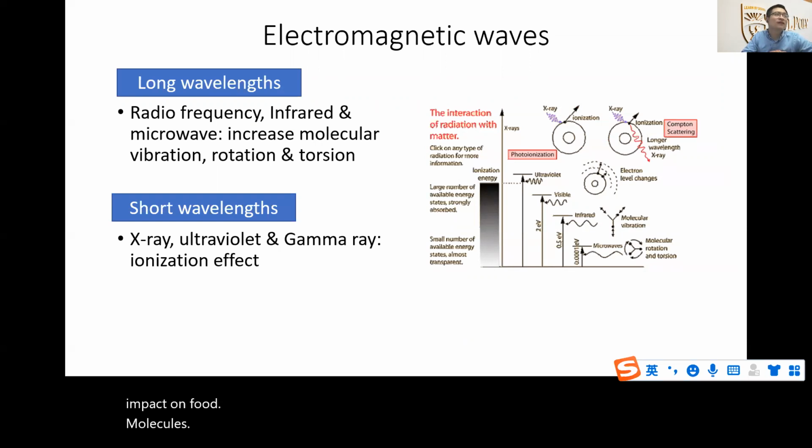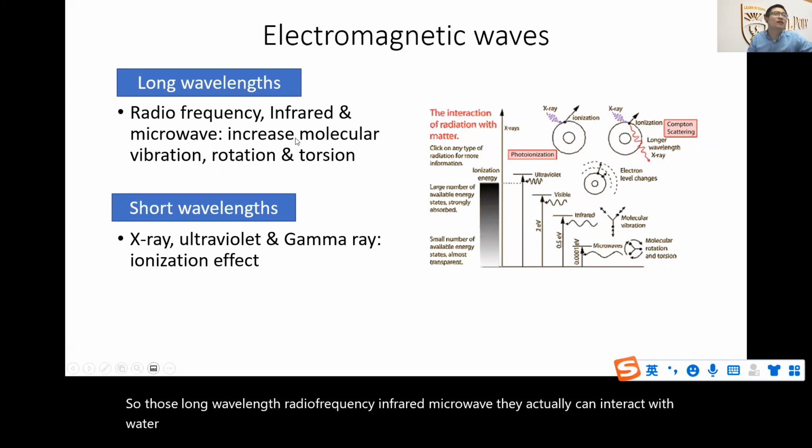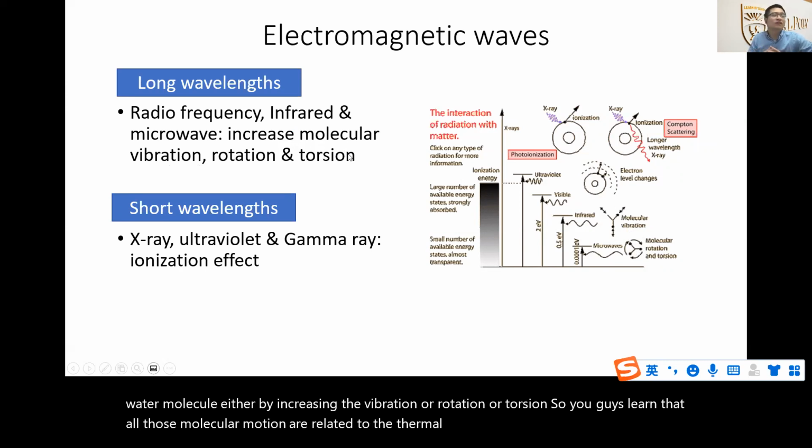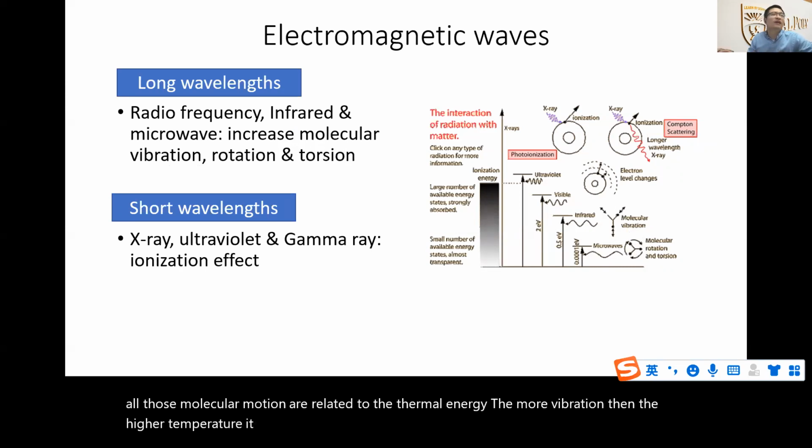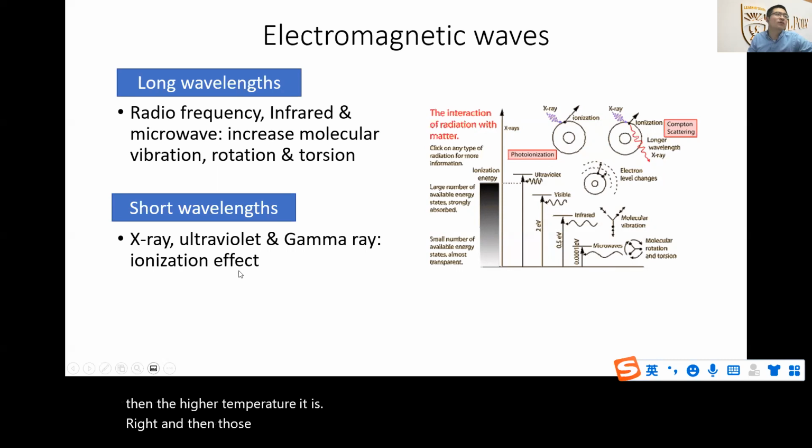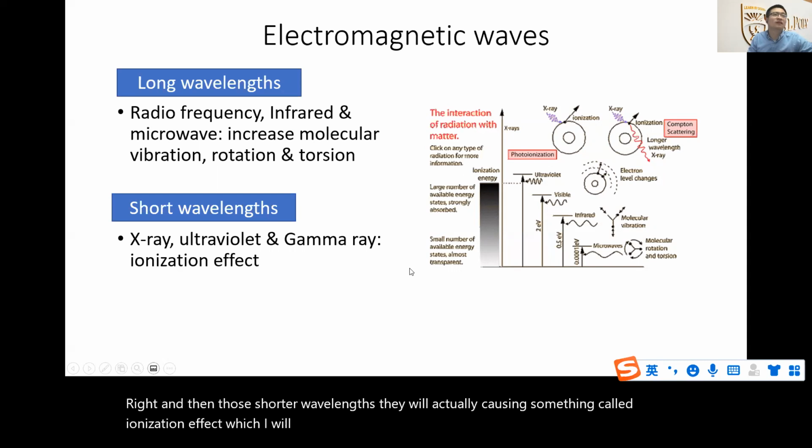Those long wavelengths, like radio frequency, infrared, and microwave, can interact with water molecules by increasing their vibration, rotation, or torsion. You learned that all those molecular motions are related to thermal energy. The more vibration, the higher the temperature. And those shorter wavelengths cause something called the ionization effect, which I will talk about later.